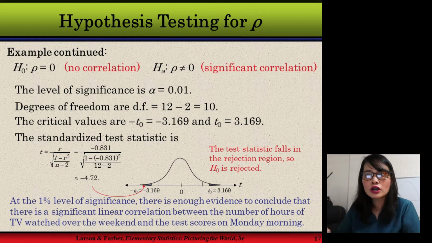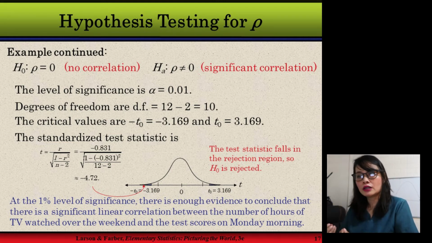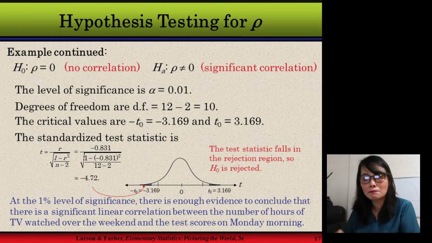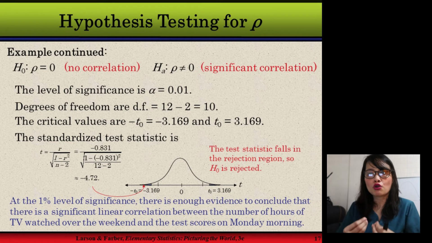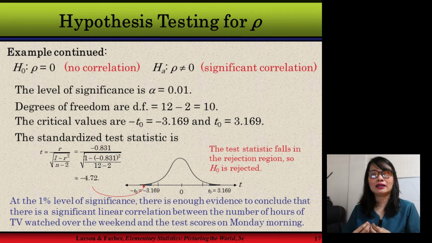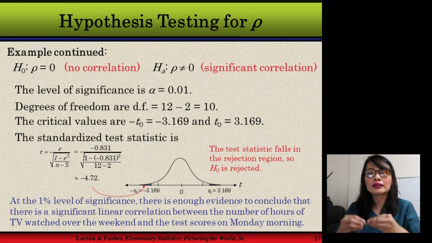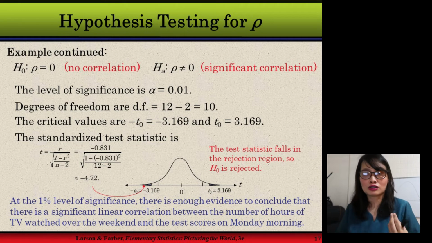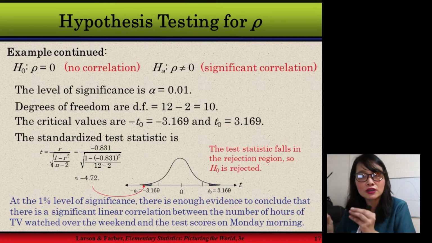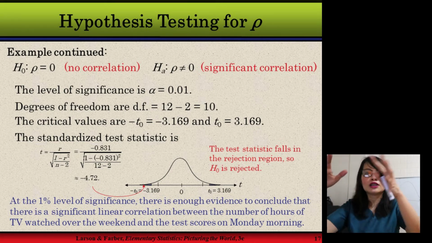Therefore, at the 1% level of significance, there is enough evidence to conclude that there is a significant linear correlation between the number of hours of TV watched over the weekend and the test scores on Monday morning. Aside from the fact that they are correlated negatively, you also conclude that there is a significant correlation. We can test their significant correlation using this formula, the t value. So that is correlation per se.